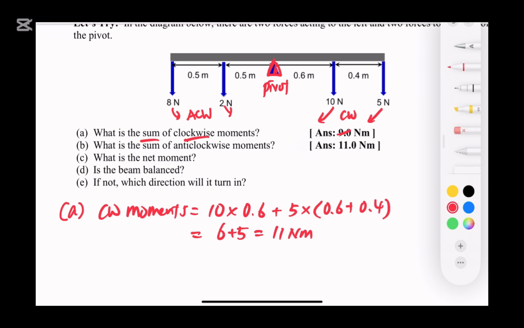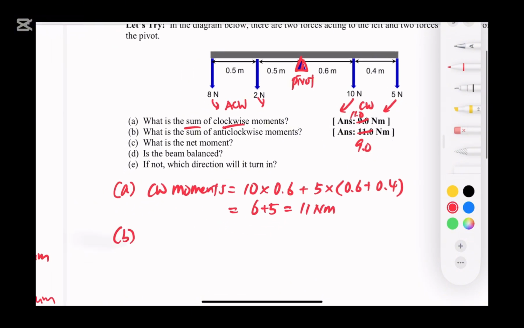My bad, these two answers should switch. The clockwise and anti-clockwise moments are opposite of each other. Okay, my bad. Let's move on from here.